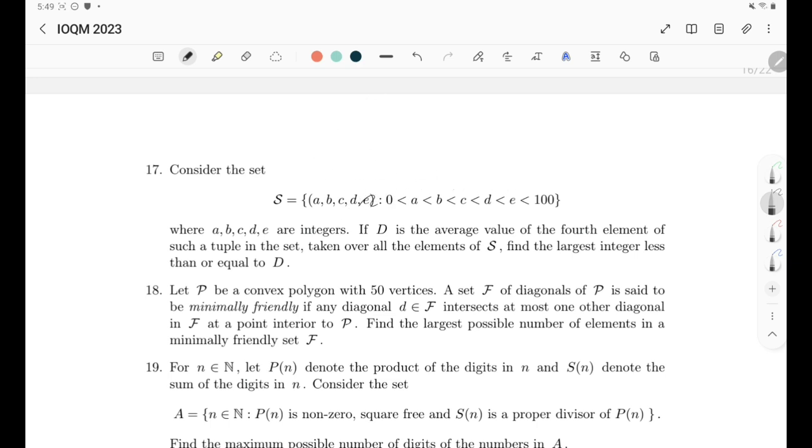Okay, so let's think about it. What's the total number? What's the cardinality of S? It's very simple actually. You just have numbers from 1 to 99. If you just choose 5 numbers, that's going to be enough. So the total is 99 choose 5. Basically this is the total, so we're going to divide by that. Now we just need to figure out the sum, sigma d. So let's go and find that.